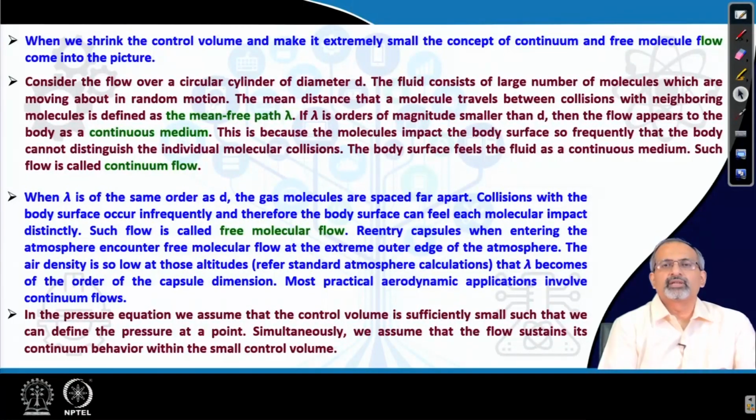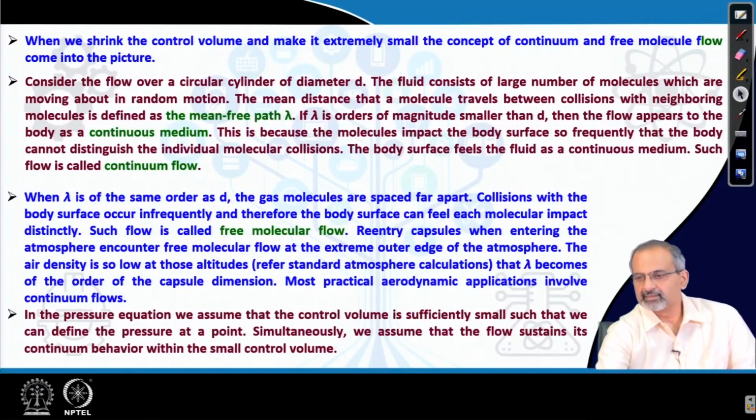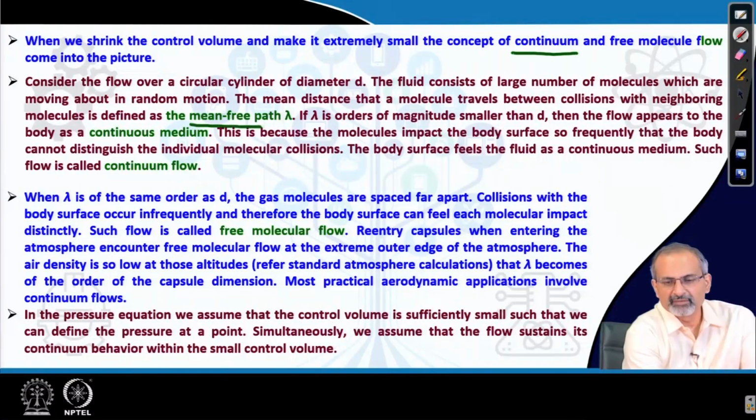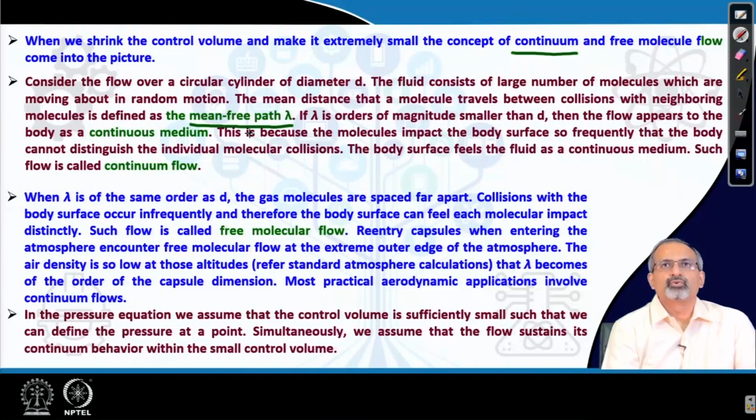Now, we are talking about shrinking the control volume to a point. Now, a point virtually has no dimension. That means, we are essentially talking about extremely small dimensions, if at all. Now, if we really shrink it to such dimensions, there is an issue related to the continuum of the fluid. Because the fluid is comprised of a large number of molecules, we need to look at the mean free path of these molecules. So, if you have shrunk the dimension to such an extent that it becomes comparable with the mean free path of the molecules, then the medium looks discontinuous.